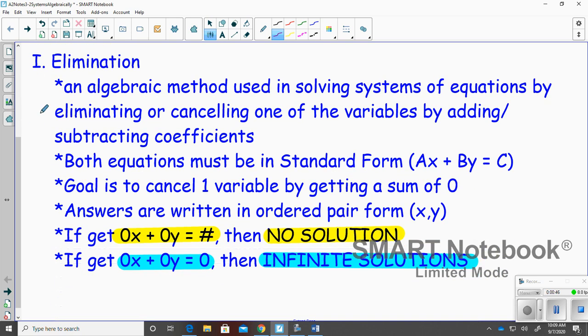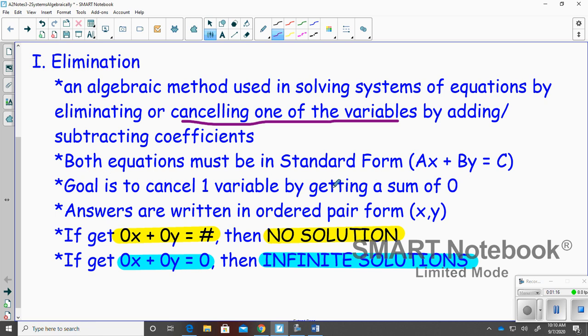The elimination process, the things that you need to remember in order to be successful: elimination is basically an algebraic method used in solving systems of equations by eliminating, thus its name, or canceling one of the variables. And the only way you can do that is by adding or subtracting the coefficients. So basically, in order to cancel a variable, you want the terms to add up to 0.